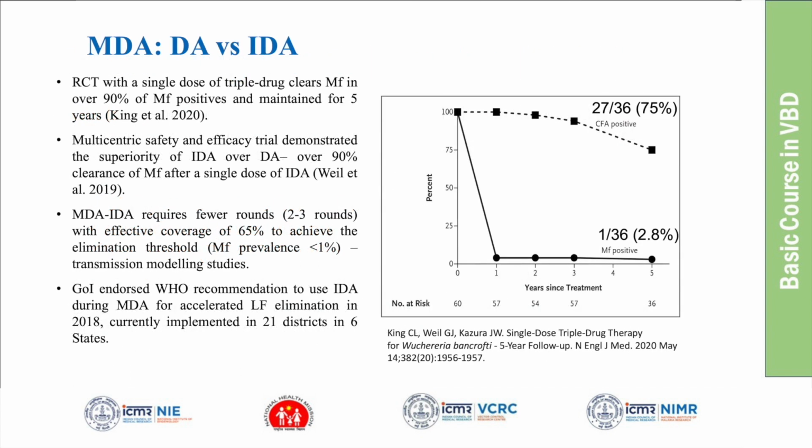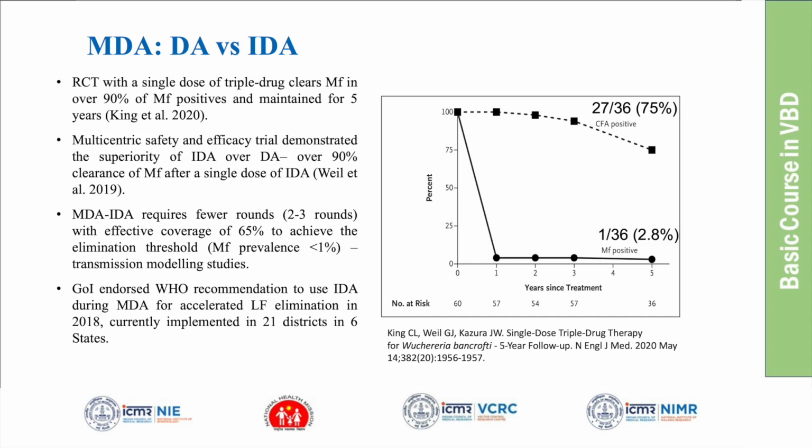So recently, in India we have moved from the two-drug regimen. The two-drug regimen was introduced in the year 2004, and of late, in 2019, we have started giving the three-drug regimen. The three-drug regimen basically includes all three drugs, that is DEC, albendazole, and ivermectin. These changes were actually based on several studies which were conducted in the world.